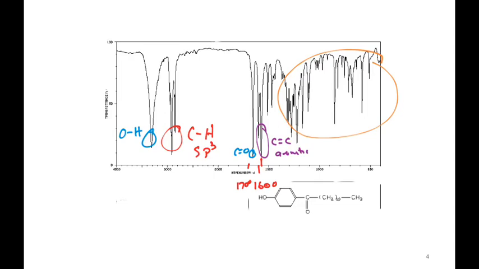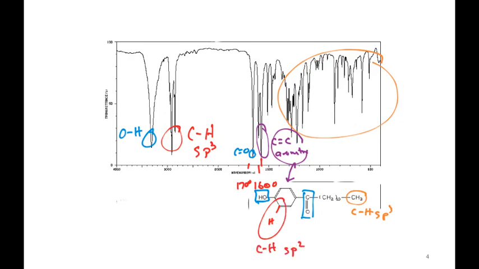There's the structure. Does it match? Do we have the OH? Okay. Do we have a carbonyl? Okay. Do we have a carbon-carbon aromatic? Okay. Do we have carbon-hydrogen SP3s? What is something that stands out as you're like, wait, where's that? That carbon-hydrogen would be an SP2. That should show up greater than 3,000.